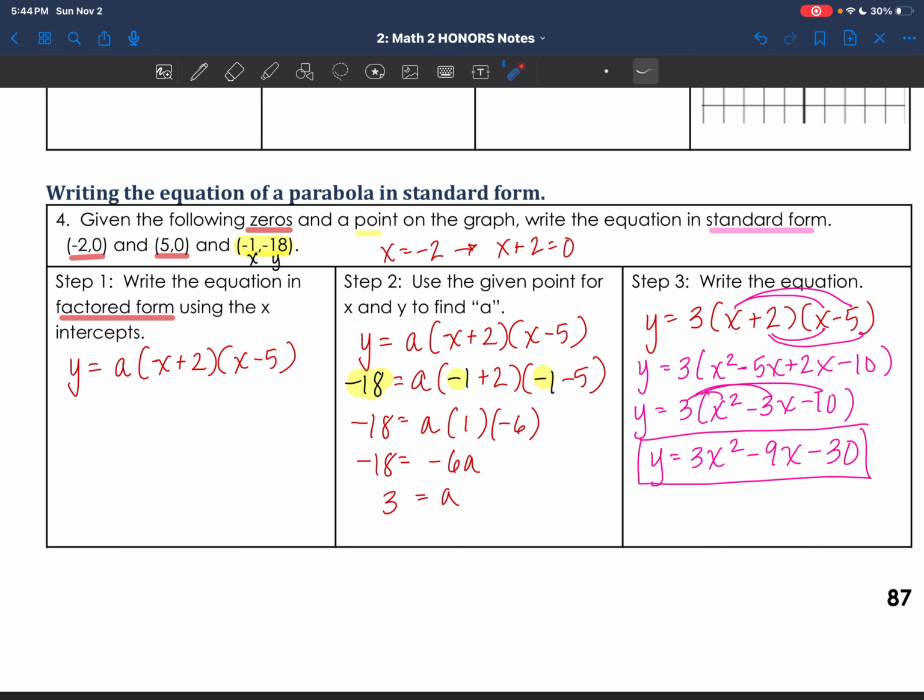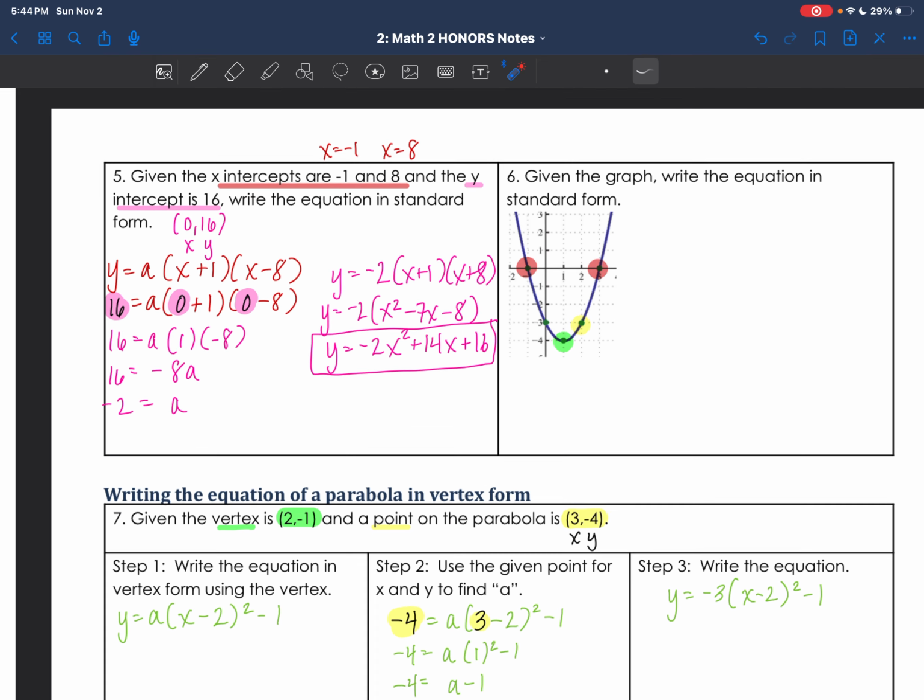And then just go ahead, distribute. And you're going to get all of this, combine like terms, and then you're going to distribute this 3, which was outside your a value, to everything inside the parentheses, and then you'll get y equals 3x squared minus 9x minus 30 as standard form.